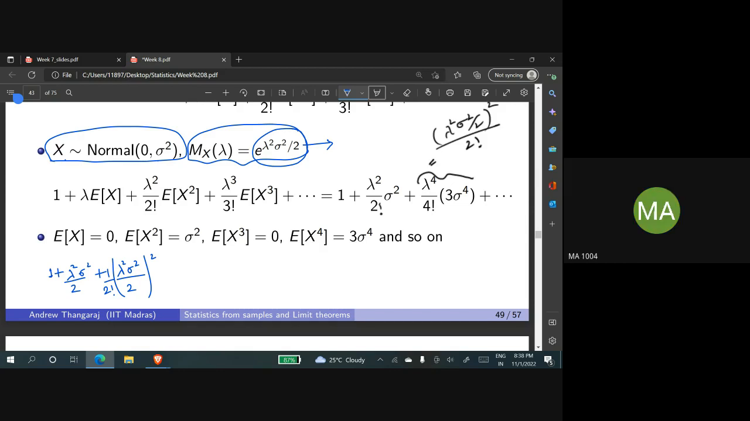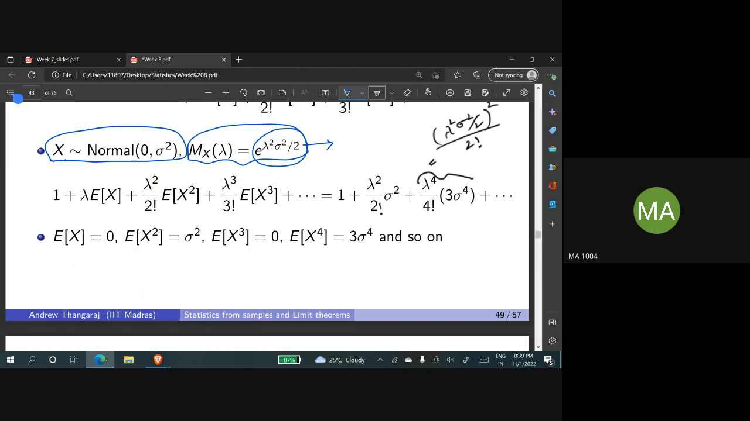Sorry, I didn't get. Can you repeat? When you convert on the right hand side, mm-hmm. If you have to make it as e to the power of lambda x, then x would be lambda sigma square by 2, isn't it? I don't understand how you got the left. I thought you were expanding the left hand side and right hand side separately. I didn't go there yet.